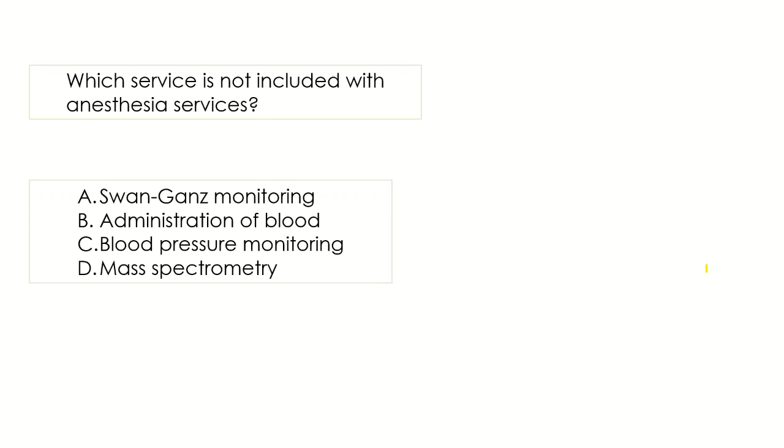We'll start with the answers first. A is Swan-Ganz monitoring. B, administration of blood. C, blood pressure monitoring. D, mass spectrometry. Which service is not included with anesthesia services? And you have 2 minutes and 30 seconds on this one. You may not need it all, but you may begin now.